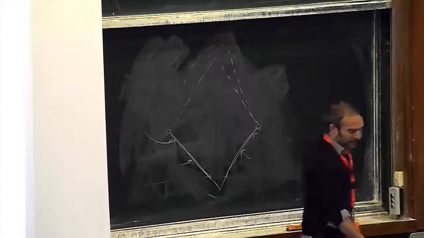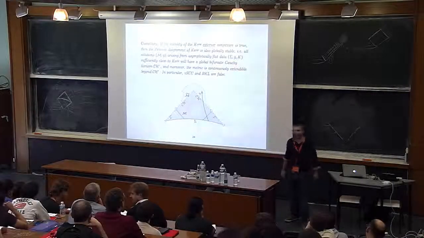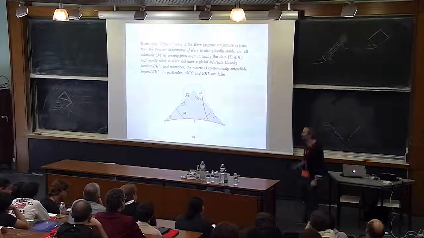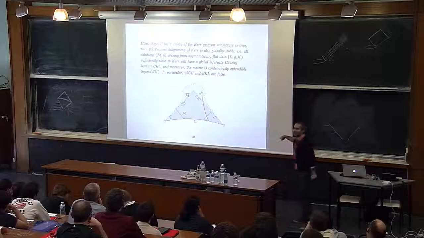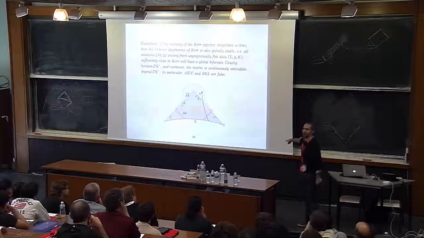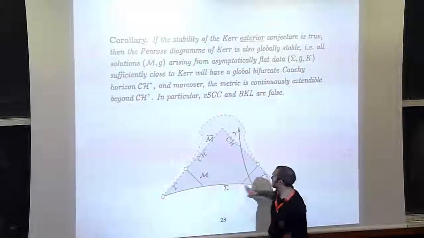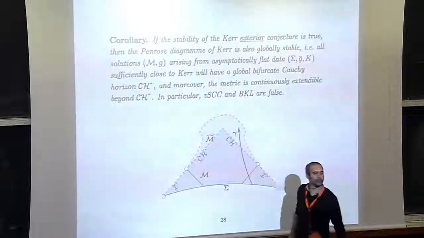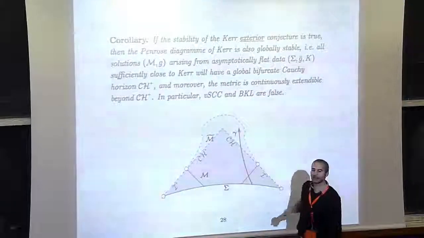So a corollary of this theorem is the following. If you believe the stability of the exterior region of Kerr, which I think everyone believes, then not only is the exterior stable, but the Penrose diagram of the whole spacetime is stable, the whole interior. So in particular, if you believe going from here to here, that's the stability problem, then small perturbations of Kerr initial data, their Penrose diagram will look like this.